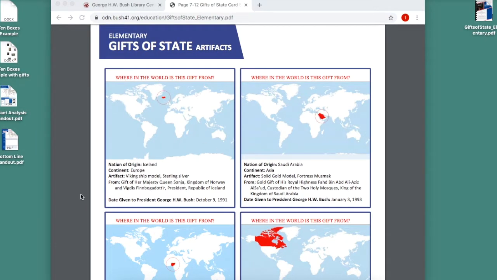All right. So we can get this concept in our brain a little bit more about how gifts are meant to build relationships and foster friendships. I would like you to go ahead and please grab a piece of paper.